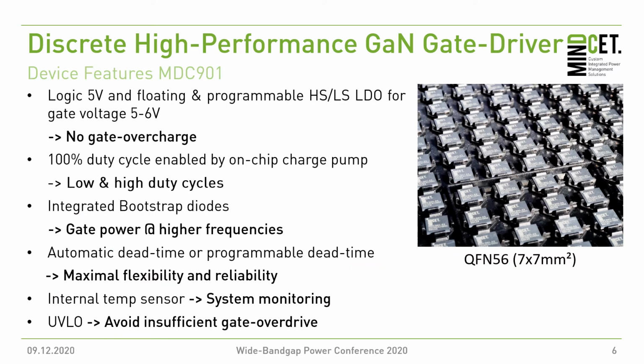Device features, well, we have a logic 5 volt LDO built in to supply all the internal circuits of the IC, but also a true floating and programmable high side, low side linear regulator. And this linear regulator is programmable between 5 and 6 volts and makes sure that the gate of your GaN really sees that voltage. Regardless if you're using a bootstrap and you get negative spikes on your source, you will never see more than 5 volt or 6 volt depending on what you choose on the gate.